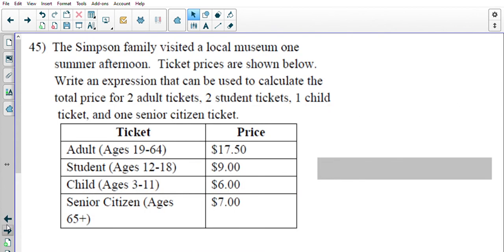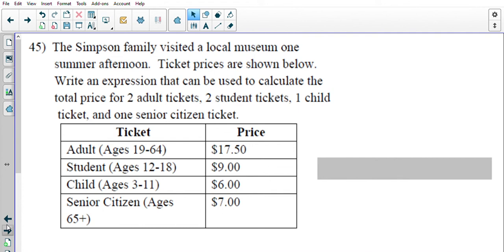All right, next question. We're getting really close to the end. It says the Simpson family visited a local museum one summer afternoon. Ticket prices are shown below. Write an expression that can be used to calculate the total price for 2 adult tickets, 2 student tickets, 1 child ticket, and 1 senior citizen ticket.